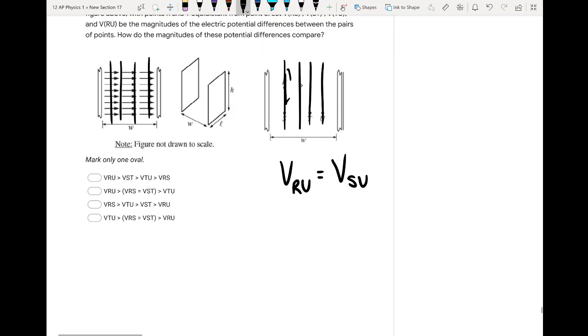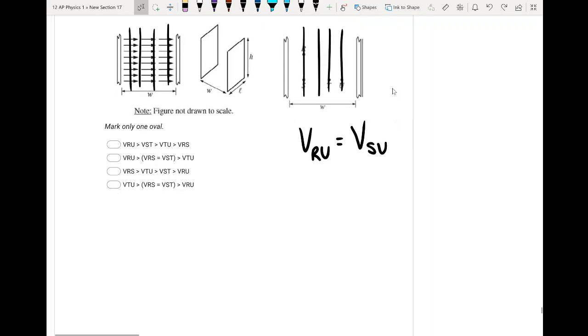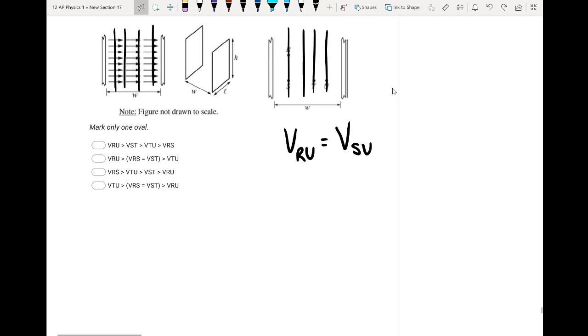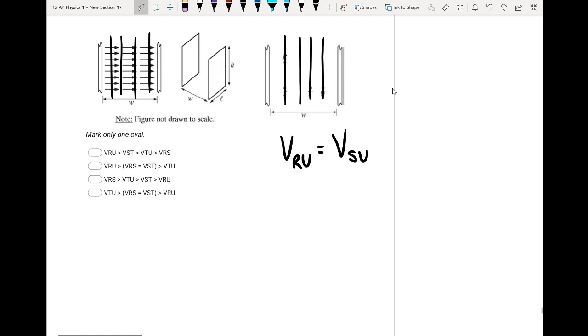We said that that's free. That doesn't take any energy because we haven't changed the potential. So VRU, even though from R we have to move down a little bit, that's free, because we're at the same potential. But if we move across, that is changing our potential. So VRU is going to have to equal VSU. Do we have an option like that?